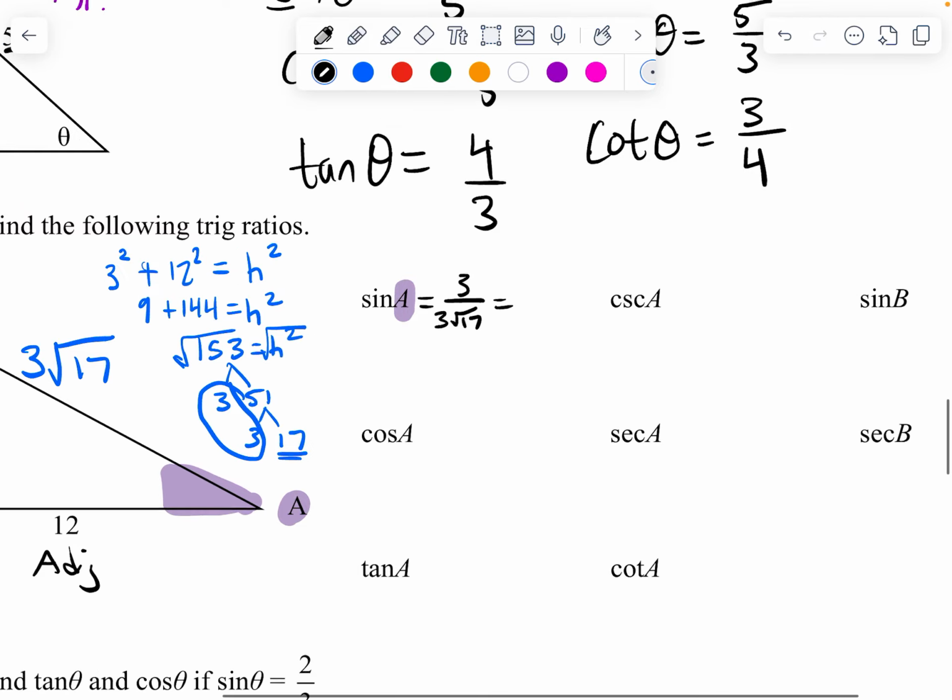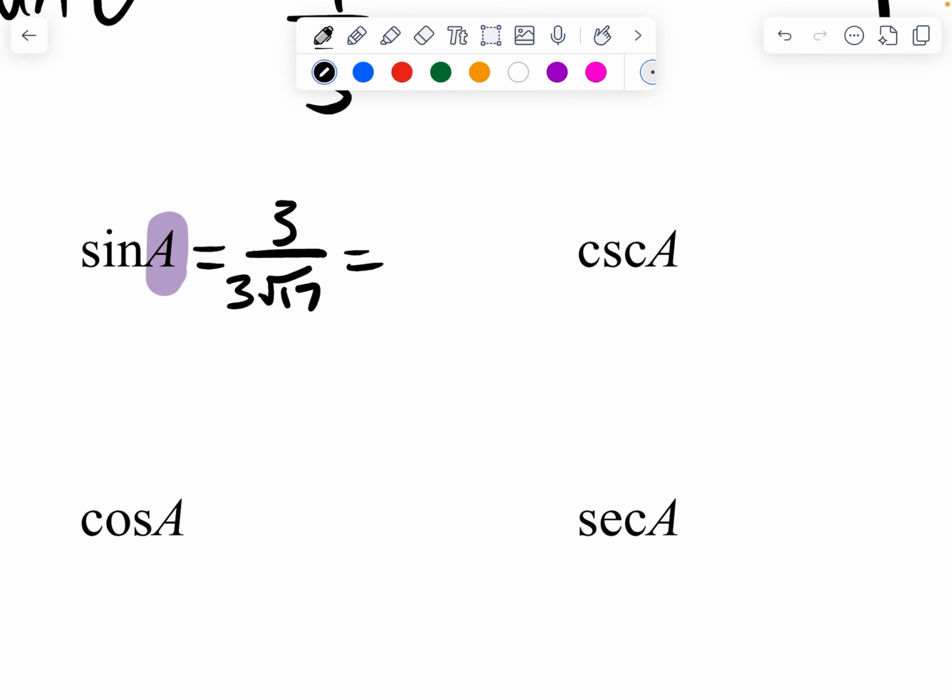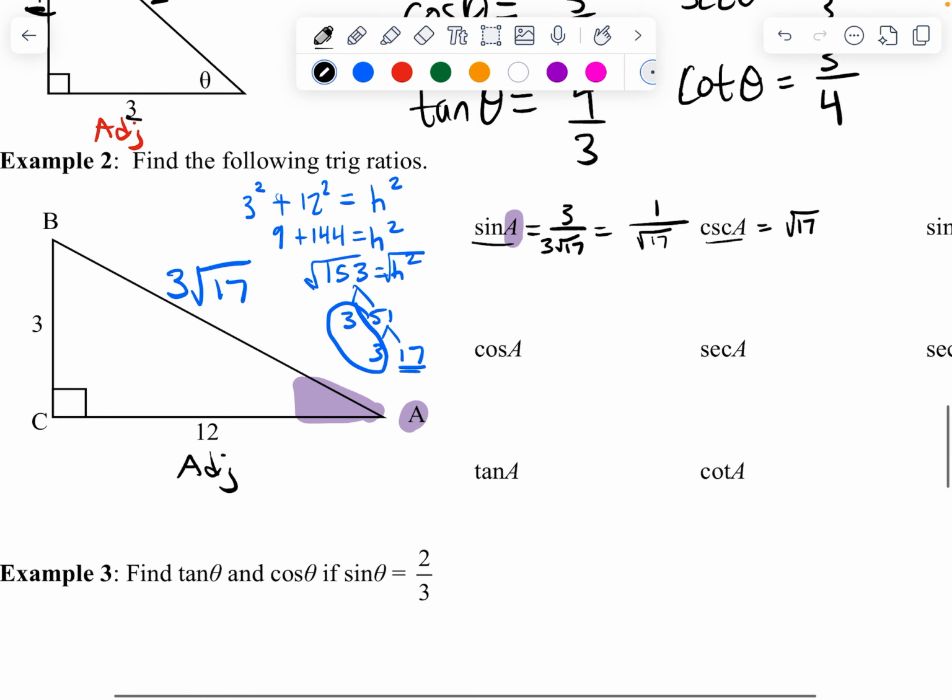Now, you're not going to need to rationalize for these ones, but you do need to simplify any fraction you can, right? So for example, we see, remember, outside numbers affect outside numbers, so 3 divided by 3, well, that's just 1. So we get 1 over square root 17. There's your value of sine. Remember, sine's reciprocal is cosecant, so if I flip that fraction, we get root 17 over 1, which is just the square root of 17. There's your next answer as well.